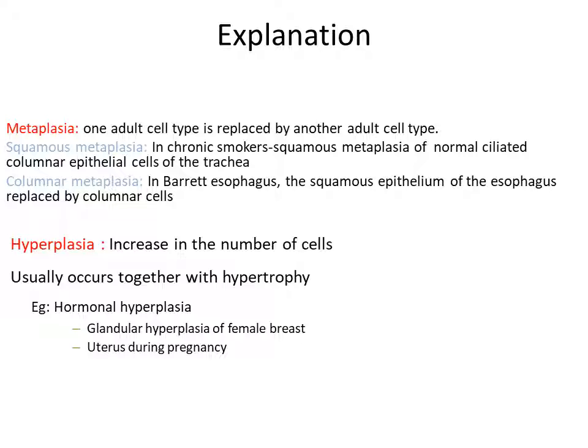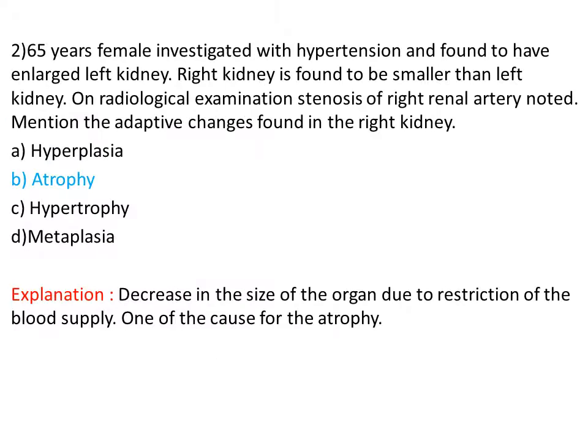So next, what is hyperplasia? Increase in the number of cells is called hyperplasia. Usually hyperplasia and hypertrophy occur together. Some examples of hyperplasia are hormone-induced hyperplasia. There is glandular hyperplasia of the female breast during the lactation period and post-pregnancy period, and hypertrophy of the uterus during pregnancy. So these are all hormone-induced hyperplasia.